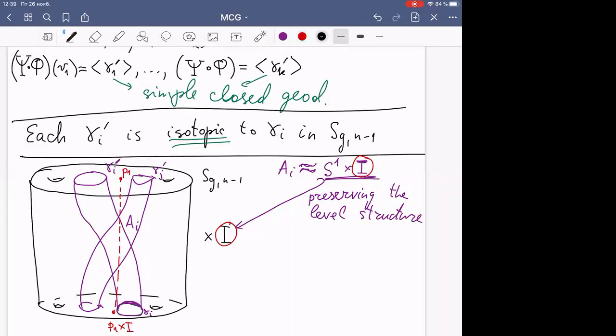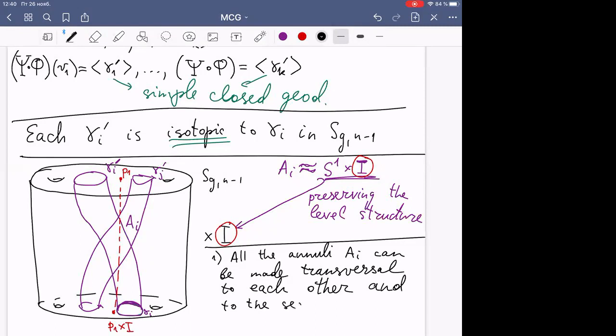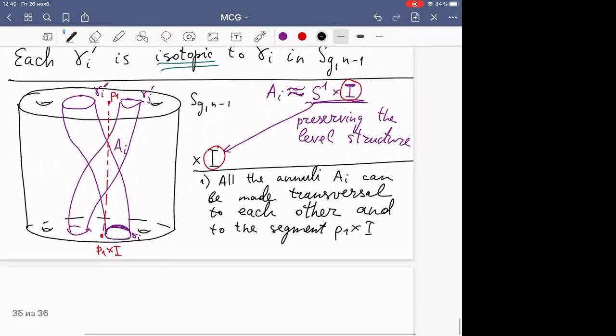Okay, now, first of all, a standard thing, which of course requires some technique, but I will skip an accurate proof: first, all the annuli AI can be made, by a small deformation, transversal to each other, and to the segment P1 times I. And besides, I would like that there are no triple intersections.